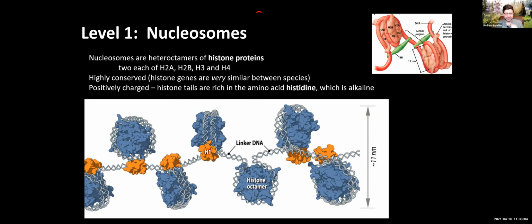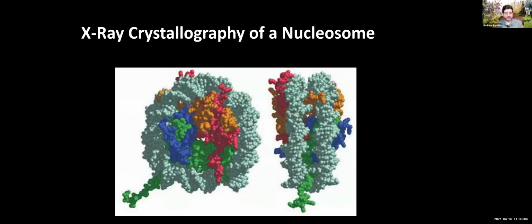Anyway, okay, so that's histones. This is what it looks like. This is actual X-ray crystallography data. Remember Rosalind Franklin? That's the kind of stuff she worked on. This is a modern version of that. This is the kind of pictures we get out of it.